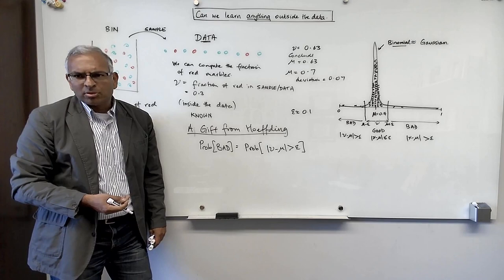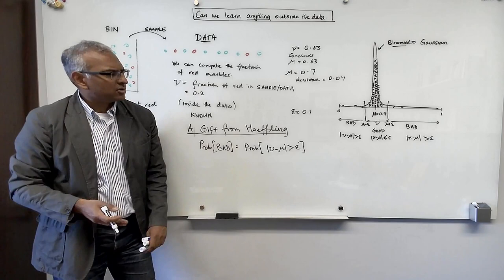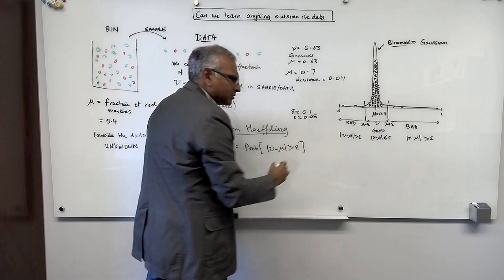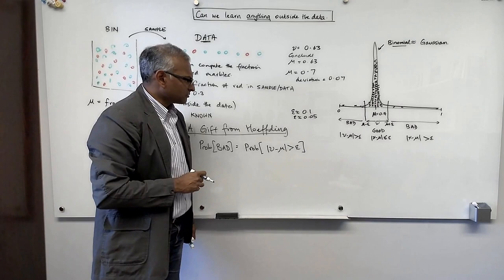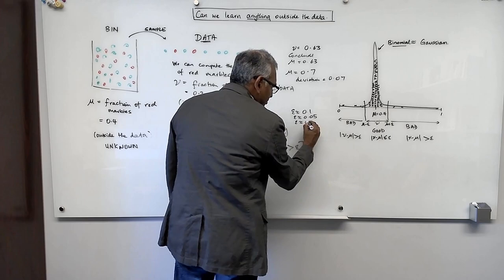You're not sad. Okay. 10% off. Another typical choice for epsilon is 0.05. So you're willing to tolerate a 5% deviation in your estimate, in your inference. You're willing to tolerate a 5% error. And another popular choice is epsilon equals 0.01.